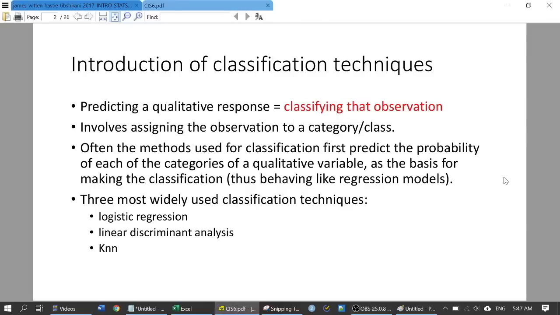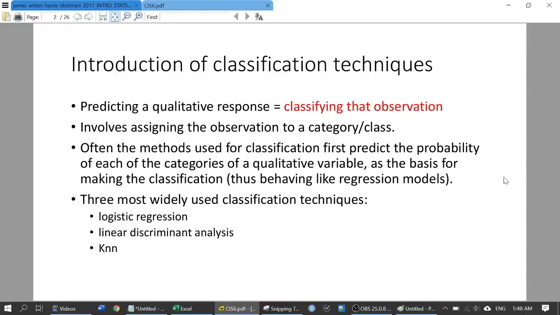So this week's lecture is on classification techniques. If you can remember, last week we covered the linear regression model, which assumes that the response variable y is numerical or quantitative. But in many situations, the response variable can be categorical or qualitative, for example gender, success and failure, or eye color.